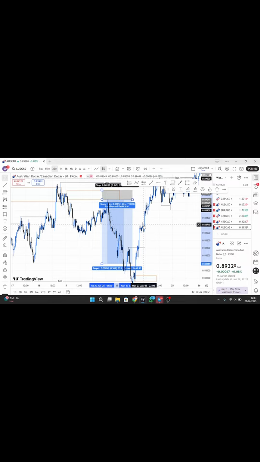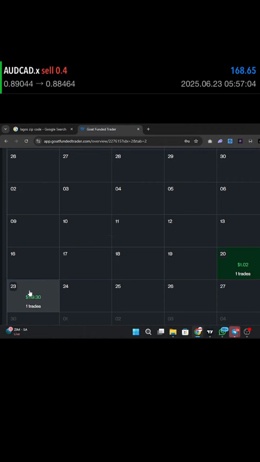So yeah, that was my first trade, and I ended that day with $160 profit. I don't know why it's showing 199 here, but I actually ended the day with $160 profit. I'll show you a screenshot of my GFT account, right? So that was the first trade I took that week.